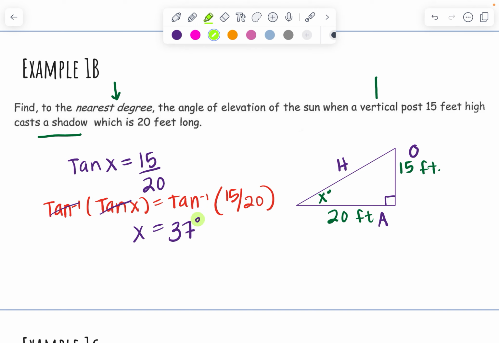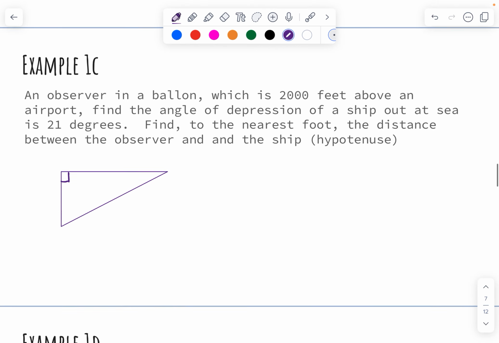Recall how you label an angle: degrees. Do not say 37 feet. That is a length. We're not looking for a length. We're looking for an angle measure, which means our label is degrees.